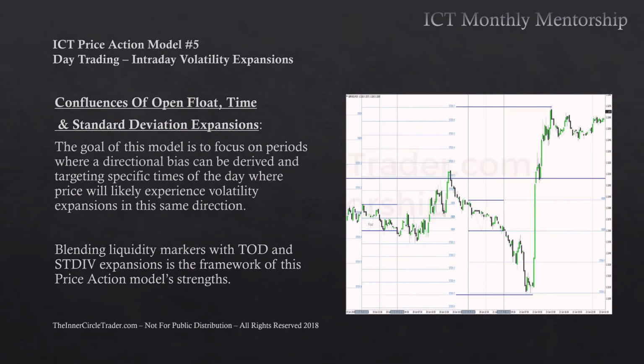Confluences of open float, time, and standard deviation expansions. The goal of this model is to focus on periods where a directional bias can be derived and targeting specific times of the day where price will likely experience volatility expansions in the same direction. Blending liquidity markers with time of day and standard deviations in intraday volatility expansions is the framework of this price action model's strengths.